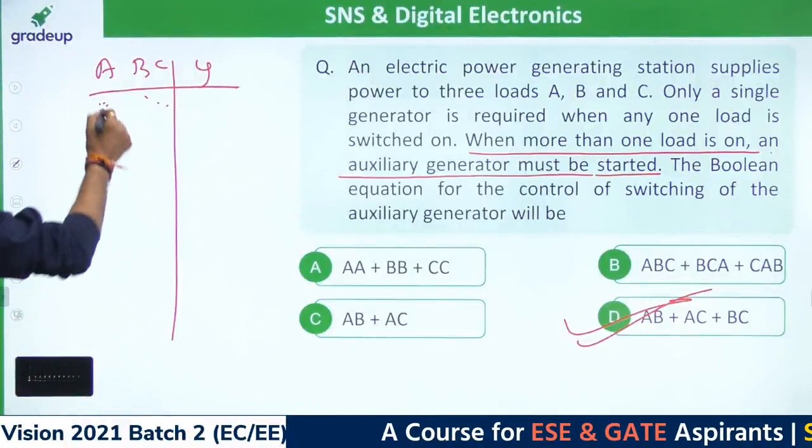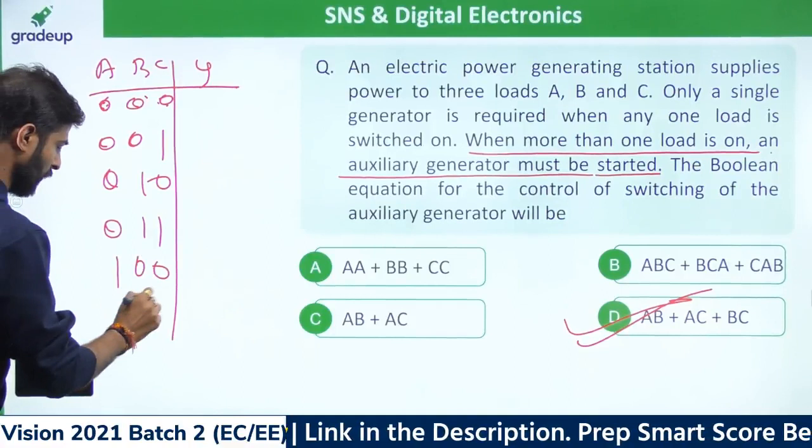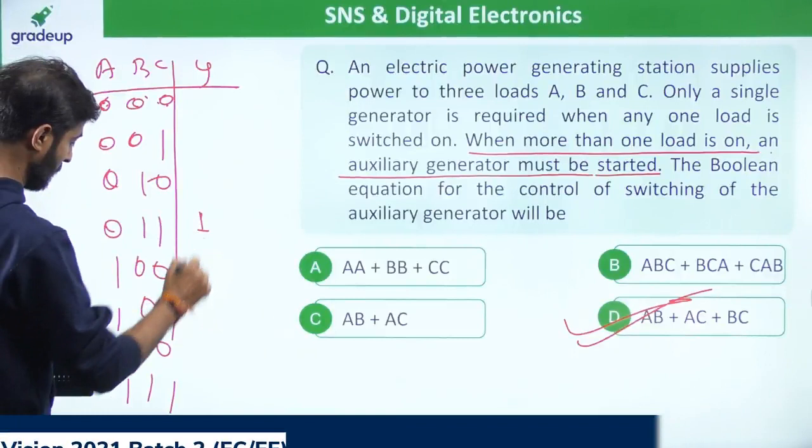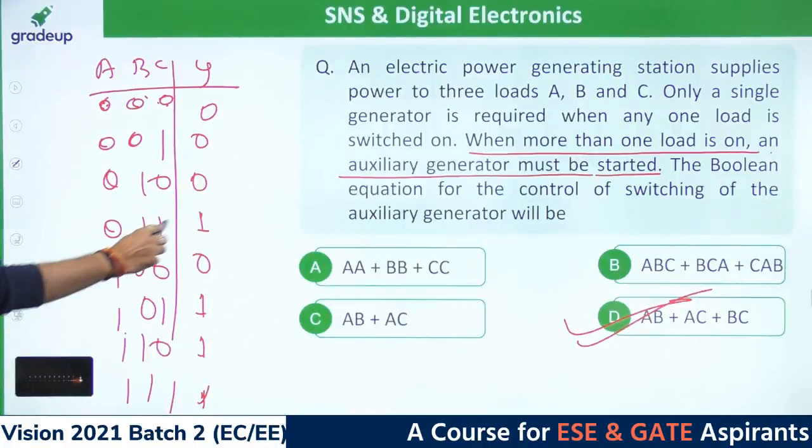Kuch nahi, table banana. 000, 001, 010, 011, 100, 101, 110, 111. Right? It is like that. Whenever the majority, majority kaha, yahan aya, aur yahan aya. Otherwise, everything is 0. Right? Iska logical expression likhna hai aur minimize karna hai.